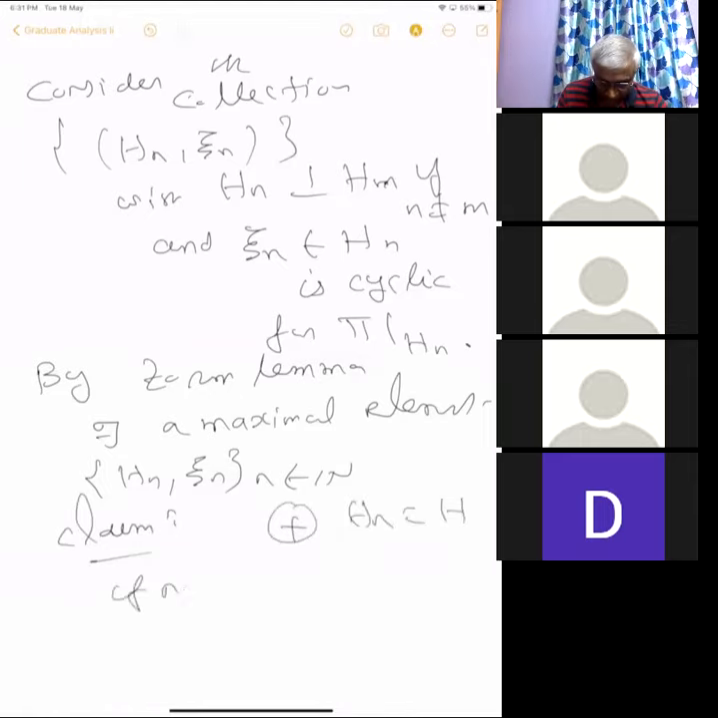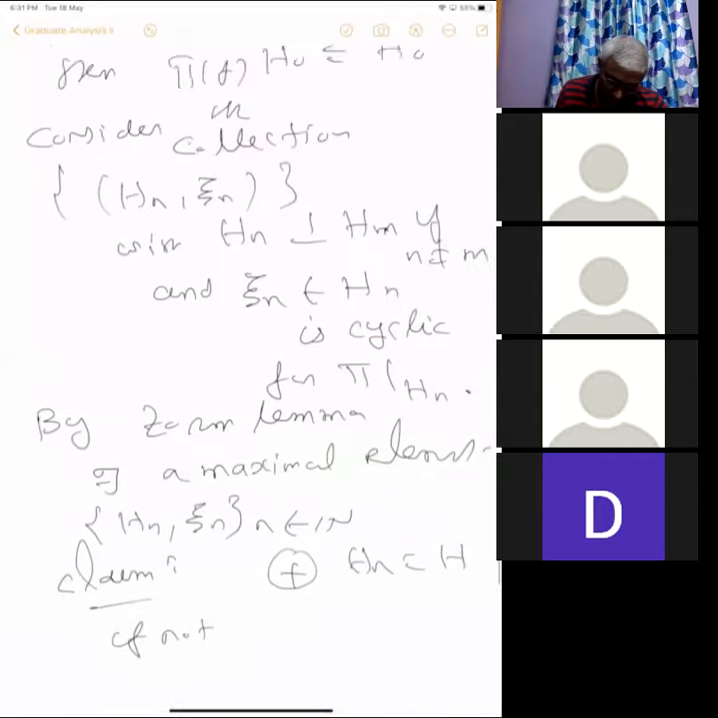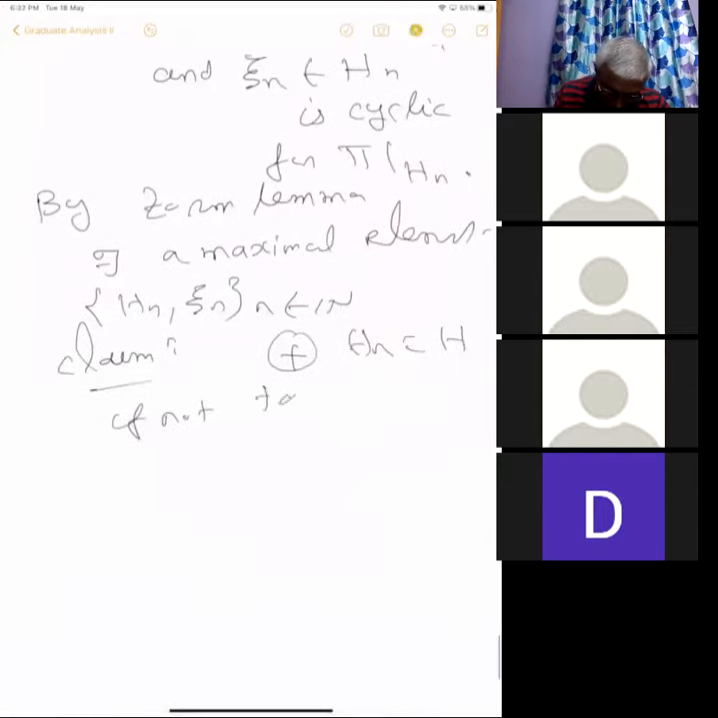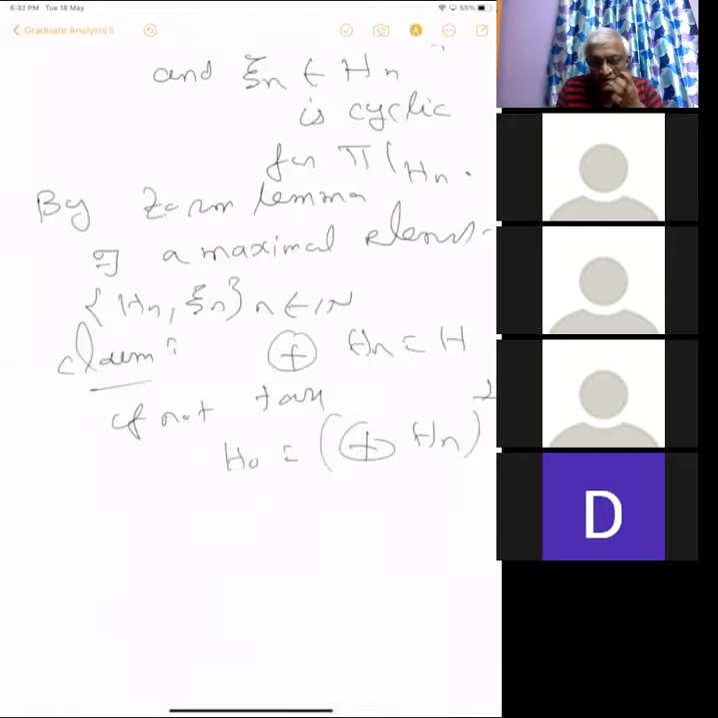If not, take H not equal to the direct sum of H_n. Since this is invariant, the complement has to be invariant too. You can add that, and that is a bigger collection. So it is clear that this has to be a maximal collection.